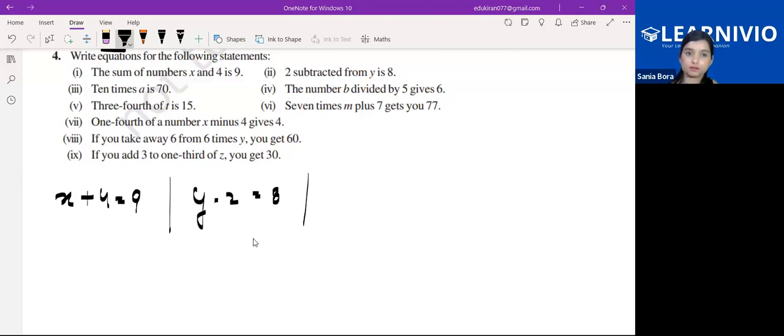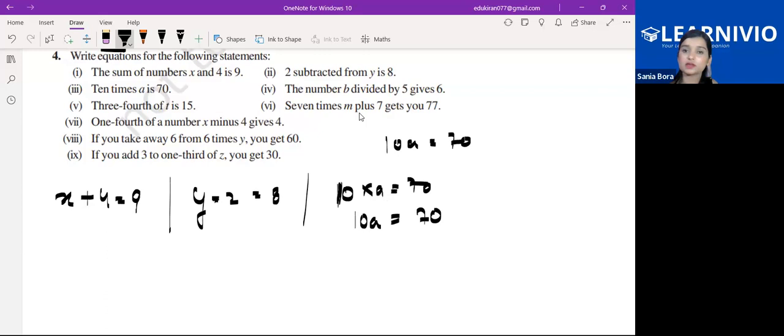Ma'am, for the third one, I wrote 10 multiplied by A is equal to 70. Yes, 10 multiplied by A equals 70. So you can write it like this: 10A equals 70. Ma'am, I wrote it like that, but then I erased it. You have to write it like this only because multiplication we can multiply. See, y and 2 you cannot subtract because one is a variable, one is a constant. Ma'am, was it supposed to be 10A equals 70? Yeah.